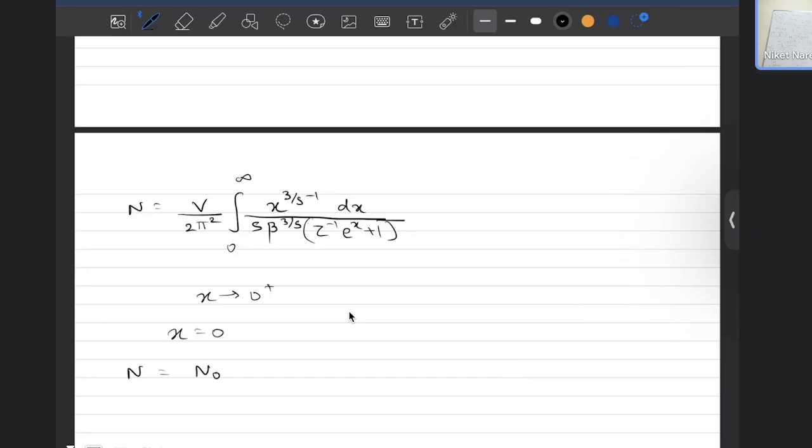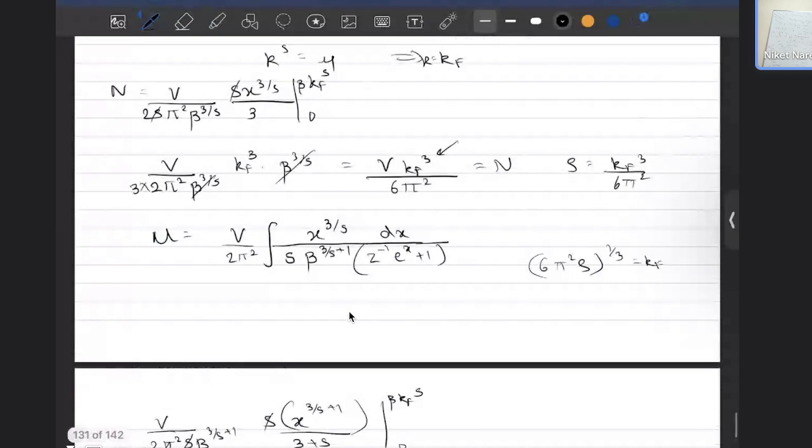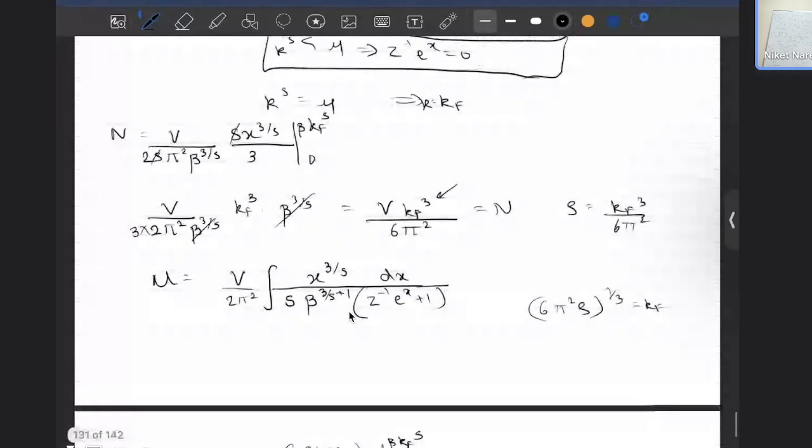Is x equal to 0 exactly? Let's think. Basically we talk about zero energy. So, just a moment.